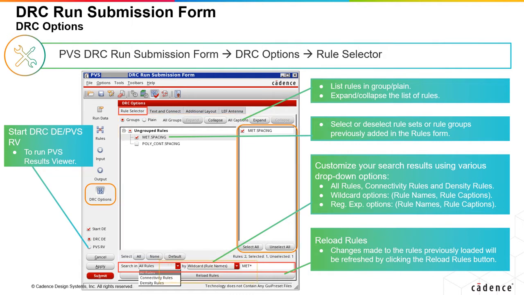You can customize your search using any of the search criteria listed in the drop-down list. The options are all rules, connectivity rules, and density rules. You can further narrow down the search results using options like wildcards, regular expressions, etc. Click on Reload Rules to refresh the rules list.